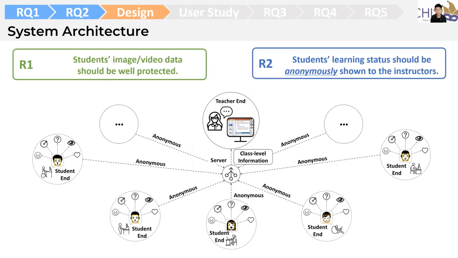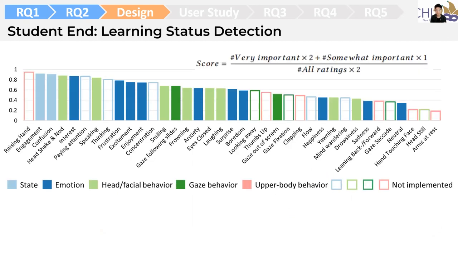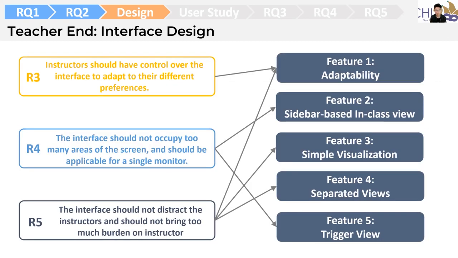To account for the first two design requirements from students, we design a system architecture which contains a student end, a server, and a teacher end. For the student end, based on a normalized weighted importance score, we rank and select a set of representative learning status to implement. For the teacher end, we first organize a design workshop to design the potential interface and come up with five features to cater to their needs.